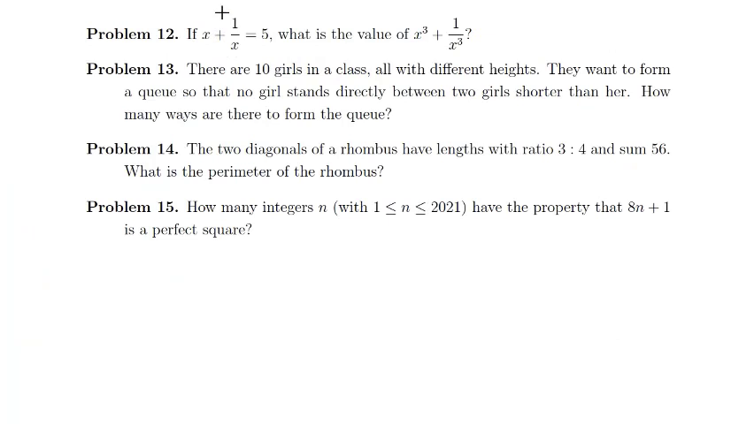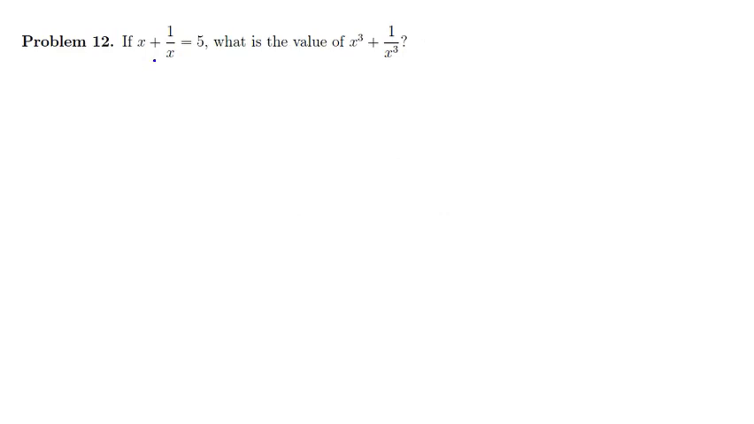Okay, problem number 12 of junior part C, which is problem number 2 of senior part A. It says if x plus 1 over x is 5, what is the value of x cubed plus 1 over x cubed? Okay, so if you raise it to the power of 2, x squared plus 1 over x squared plus 2 times this, which is 2, equals 5 squared. So x squared plus 1 over x squared is 23.